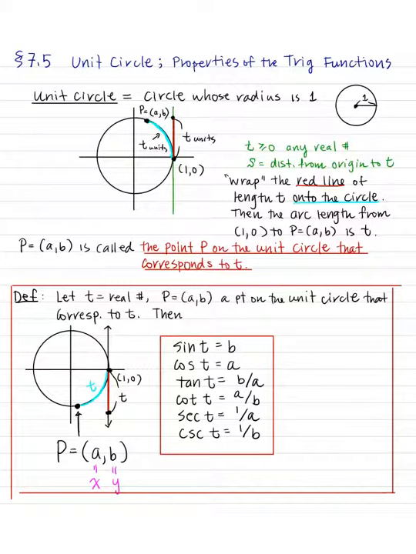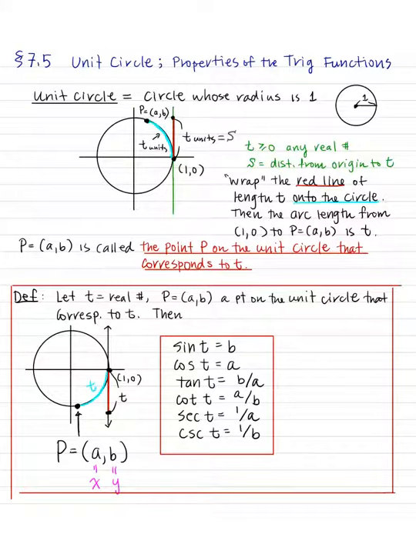So unit circle is a circle whose radius is 1. And I've already drawn you a picture there to save some time. So let t greater or equal to 0 be any real number, and s is the distance from origin to t. So basically this guy is s. Alright, so now wrap the red line of the length t onto the circle. Then the arc length from 1, 0 to P is t.